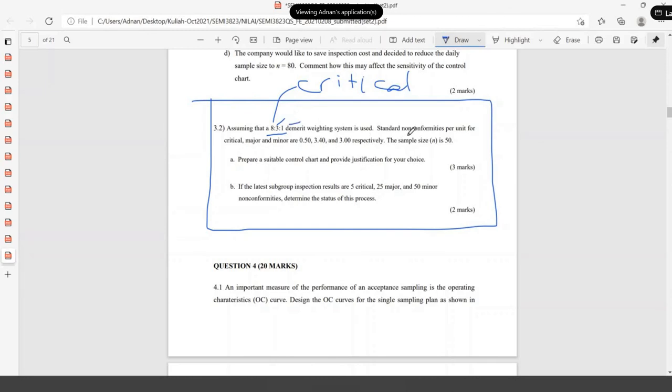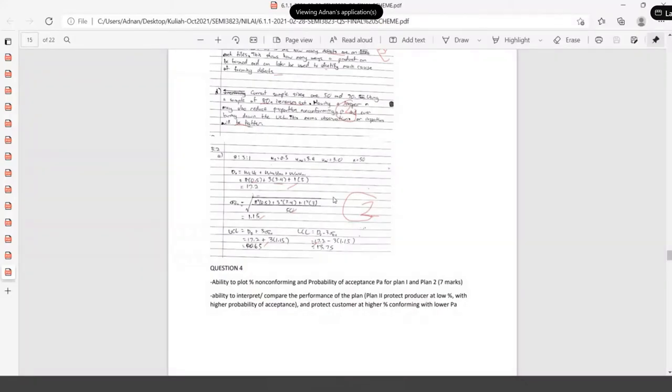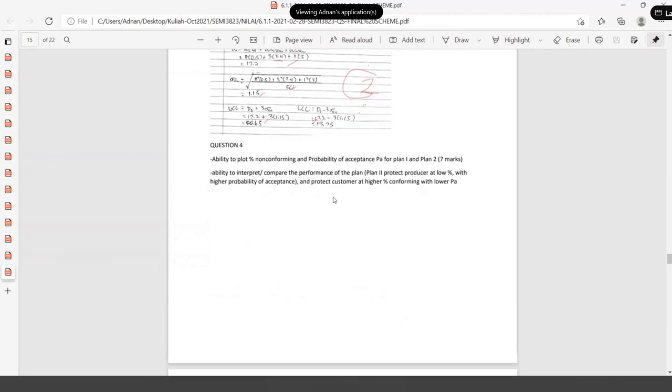Okay, so the U value is already given. This is U for critical, U for major, U for minor is given. I think it's straightforward, just use the formula. Okay, so that's 3.2. Okay, soalan 4.